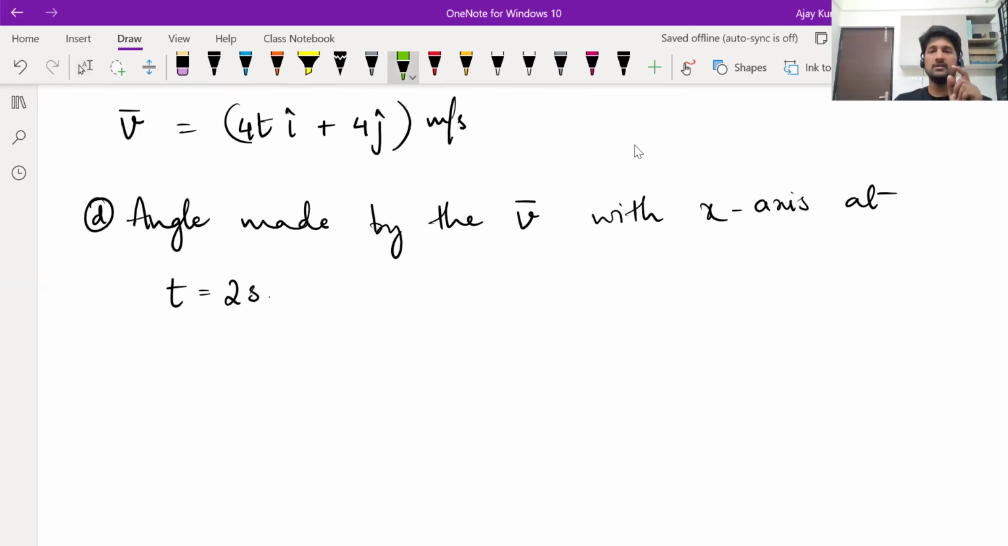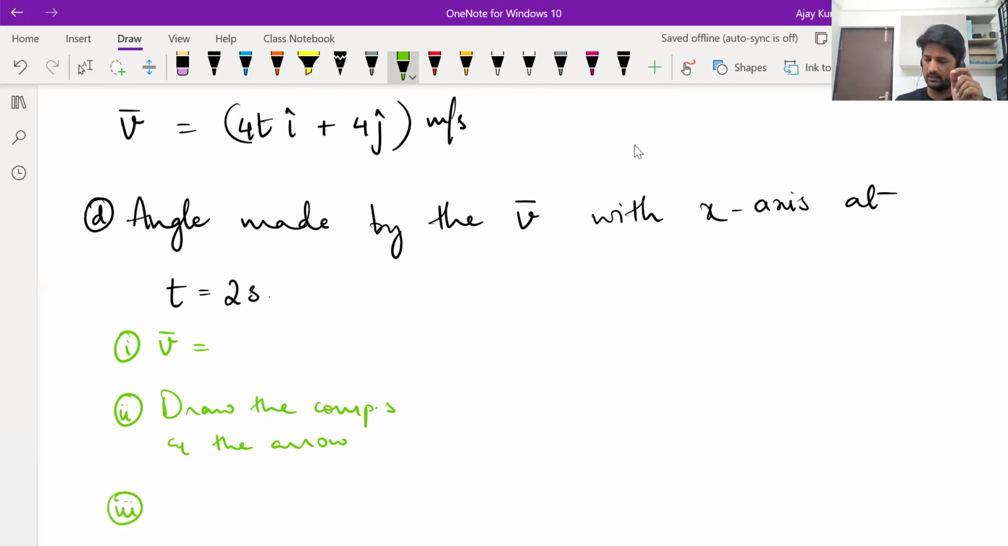We need the angle made by the velocity vector with the x-axis at 2 seconds, no? So first thing to do, write the velocity vector at 2 seconds. Next thing to do, draw the components. Draw the components and the arrow also. Then finally you find out the angle, calculate the angle. Try this, all of you.